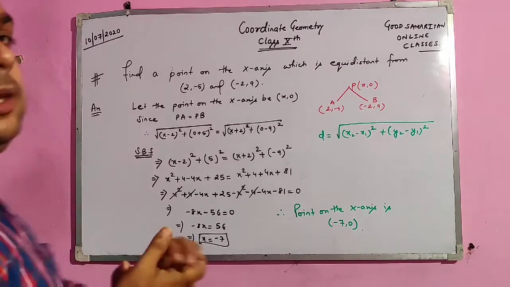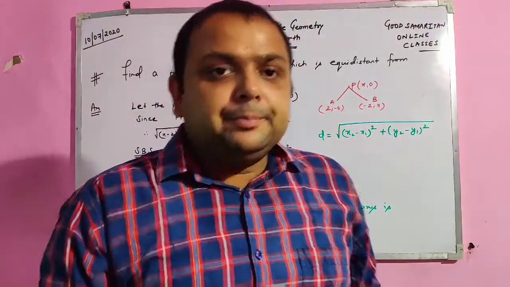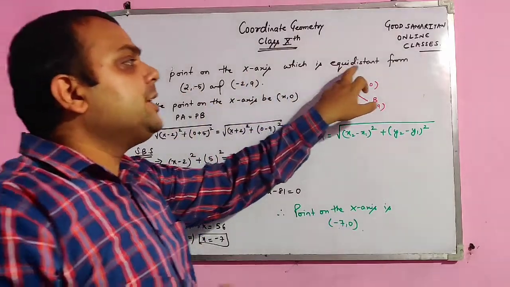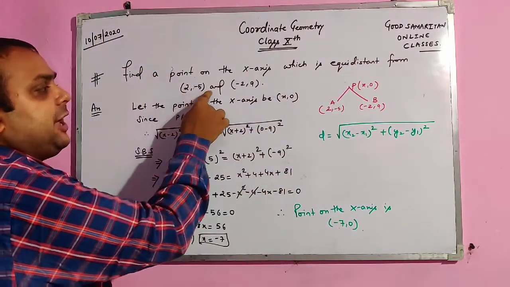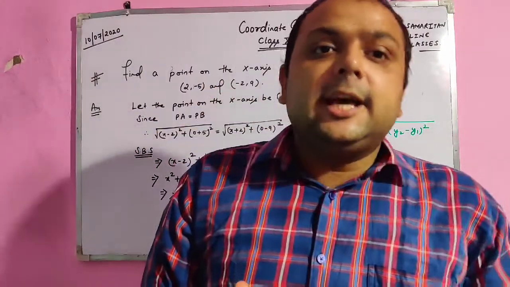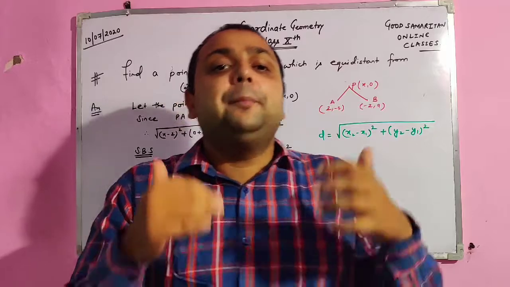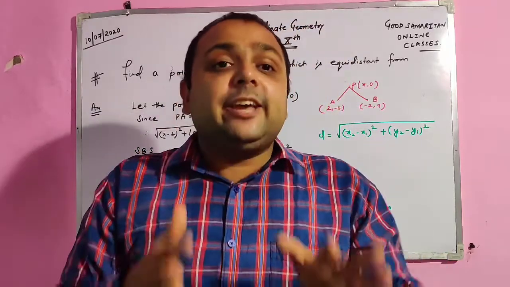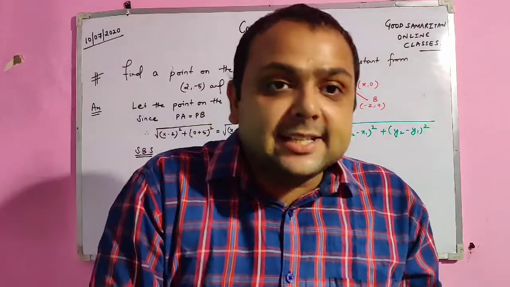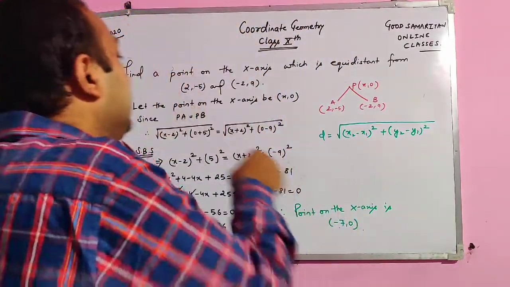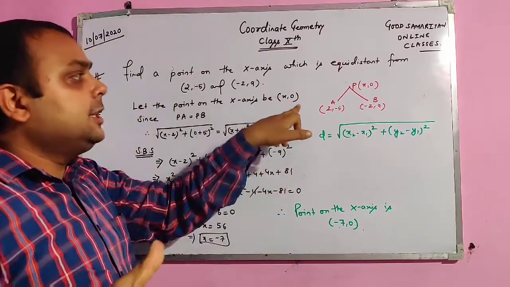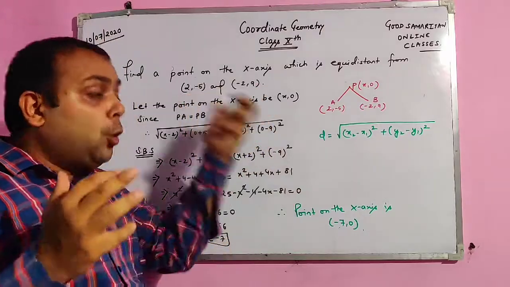Now we'll see one question based on the concept of distance formula. The question is, find a point on the x-axis which is equidistant from (2, -5) and (-2, 9). So we have a point which is on the x-axis and which is equidistant from the two given points. We all know that if the point is on the x-axis, the y coordinate is 0, and if the point is on the y-axis, the x coordinate is 0. So let the point on the x-axis be (x, 0). Since it is on the x-axis, the value of the ordinate is 0.